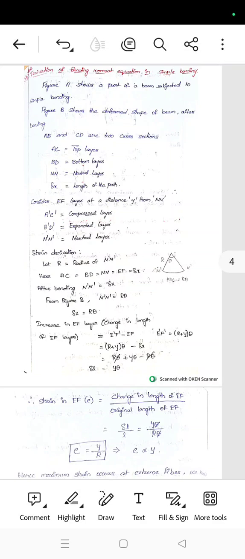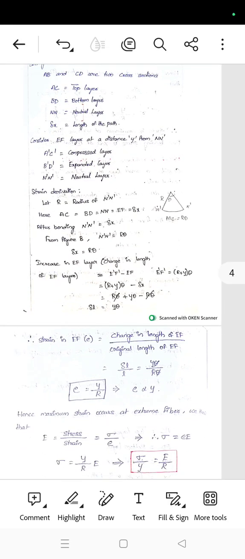So if you see the increase in the EF layer, the expanded layer minus the original layer gives you the change in the length, right? So E'F' value is (r plus y) into theta and EF value is delta x. So the change in the length, delta L, is equal to y theta. Now if you take the strain in EF, what is the strain formula?